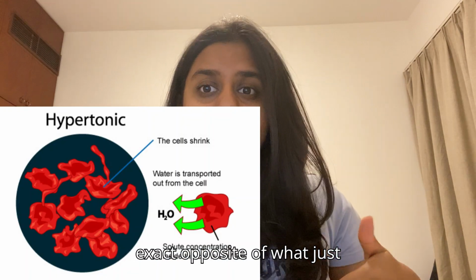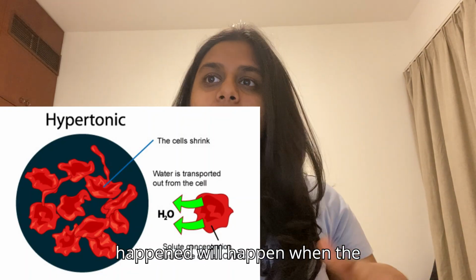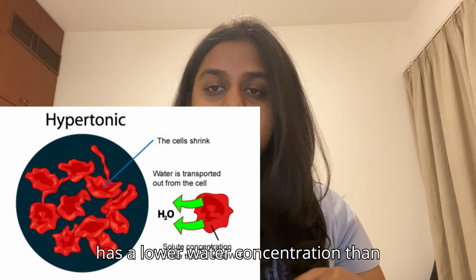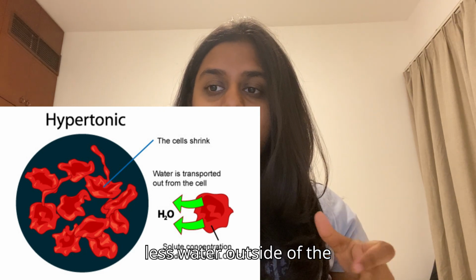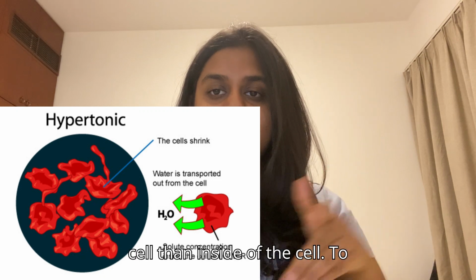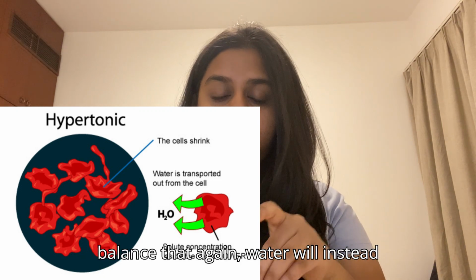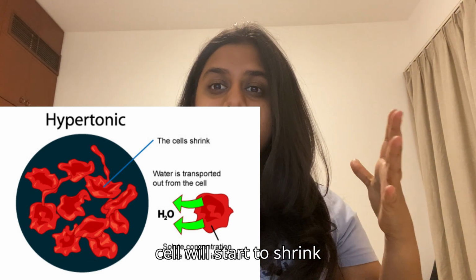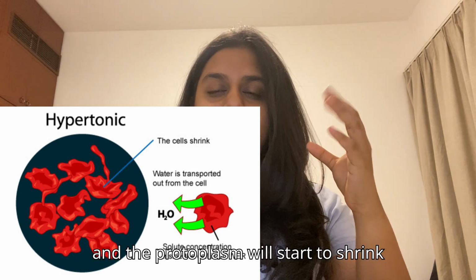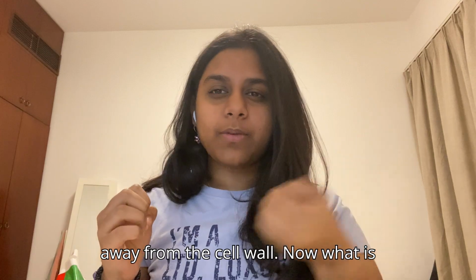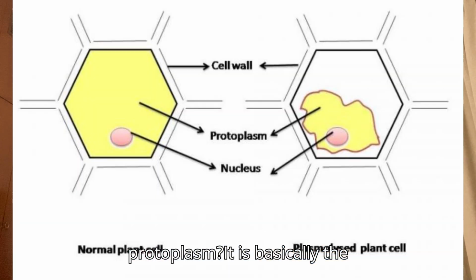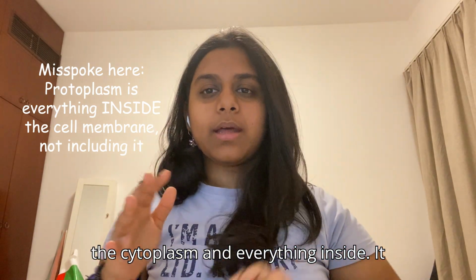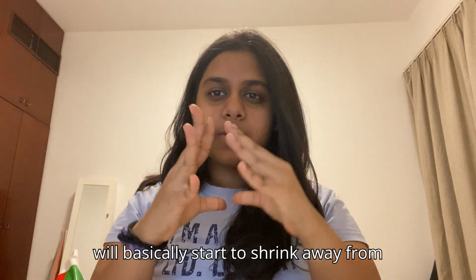Now, the exact opposite of what just happened will happen. When the surrounding solution that we keep it in has a lower water concentration than inside the cell, this means that there is less water outside of the cell than inside of the cell. To balance that, again, water will instead start moving outside of the cell. This means that when water moves out, the cell will start to shrink, and the protoplasm will start to shrink away from the cell wall. Now, what is protoplasm? It is basically the combination of the cell membrane, the cytoplasm, and everything inside it. It will basically start to shrink away from the cell wall.